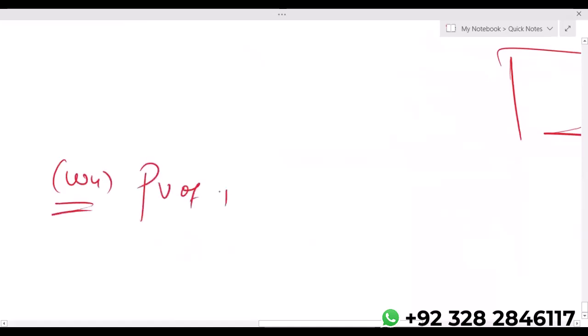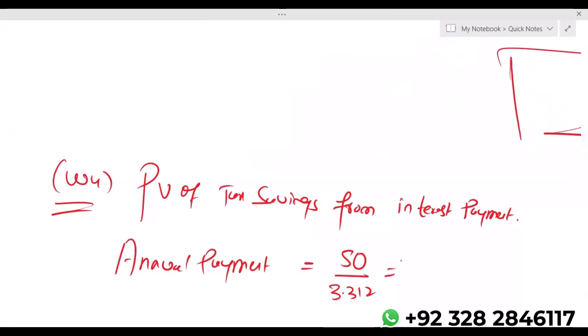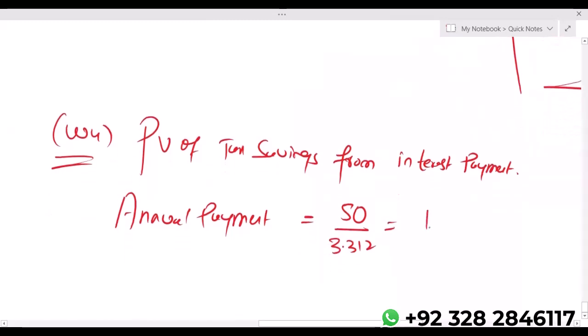Present value of tax savings from, can I say, annual payment? Amount of the loan is 50. Can I say this 50 million will be divided by annuity factor? At 8%, annuity factor we have calculated 3.312. So 50 divided by 3.312, I'm getting 15.09. So you can make it 15.1.